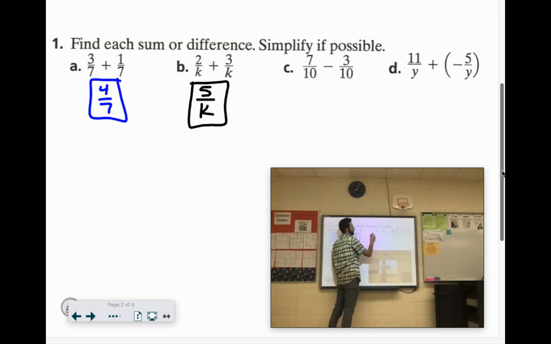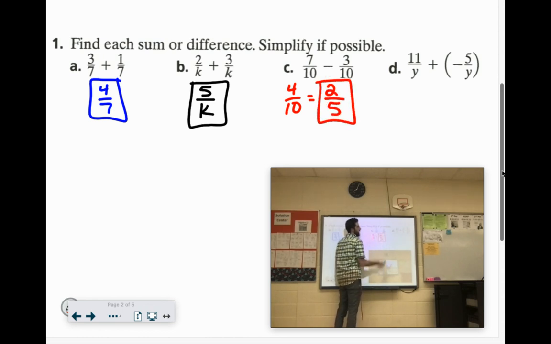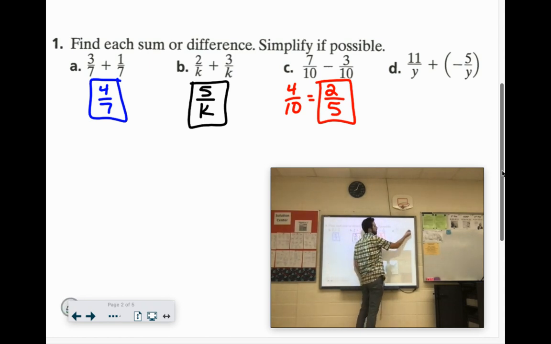7 tenths minus 3 tenths. 7 minus 3 is 4. 4 and 10 are both even, so we could chop them in half. 2 goes into 4 2 times. 2 goes into 10 5 times. And 11 over y plus negative 5 over y. 11 minus 5, that's what you're doing when you're adding a negative. 11 minus 5 is 6, 6 over y.